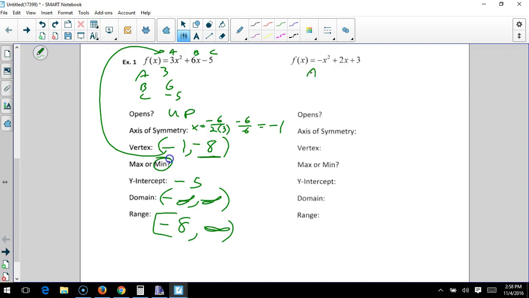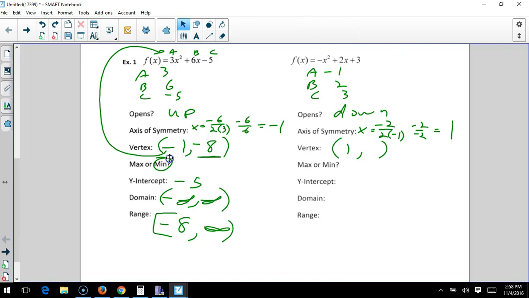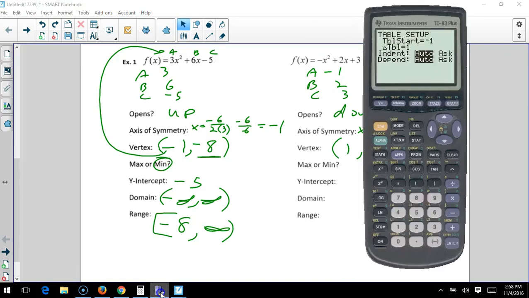Okay, so on to the next one. a is negative 1, b is 2, and c is 3. Since a is negative, it's going to open down. The axis of symmetry is the opposite of b over 2a. That's negative 2 over negative 2, and this time we get positive 1. So my vertex is at 1, comma something. So I'm just going to put this one in my calculator.